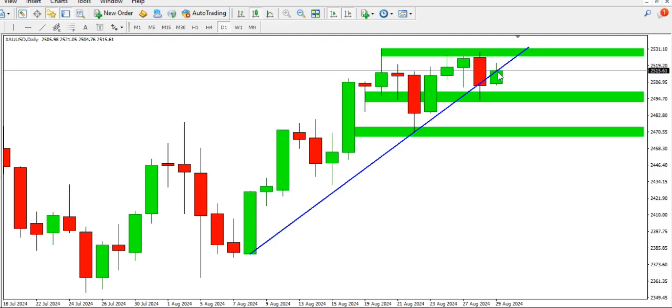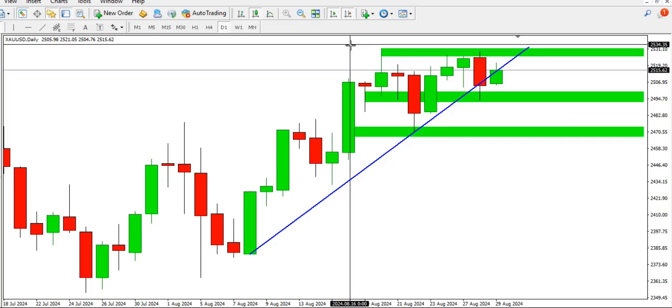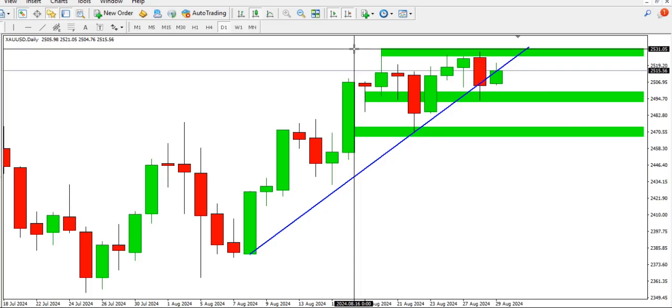We might see price shooting above the all-time high. The all-time high level still remains the 2531 level.